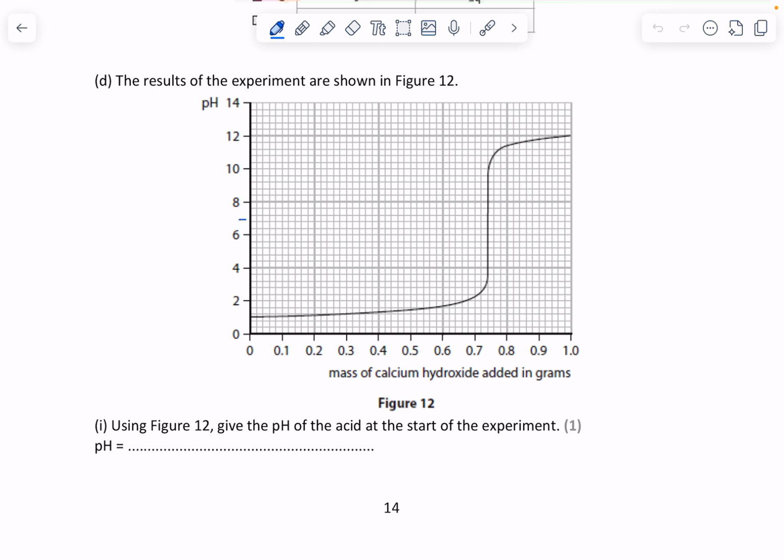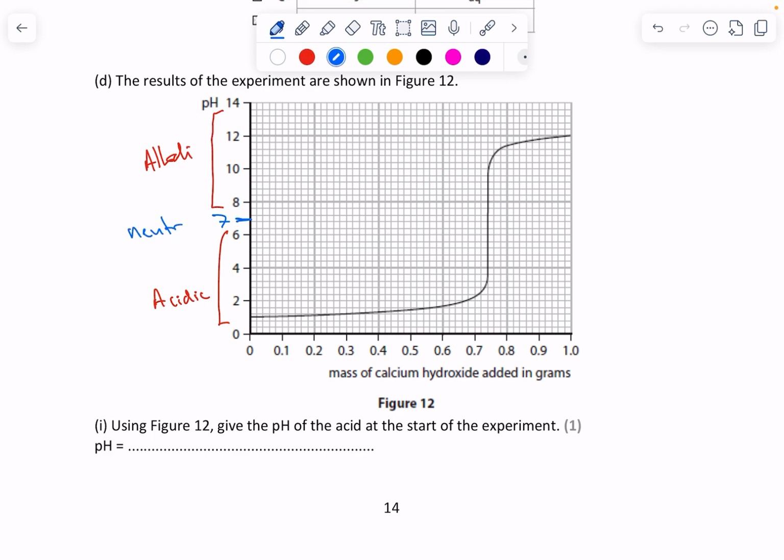So an important number that's in the middle there is 7, and if we remember, the pH below that in here is where we have got acidic ranges, and pH above that is where we have got alkali pH ranges. 7 is important because 7 is neutral, so that's right in the middle of where we're at.